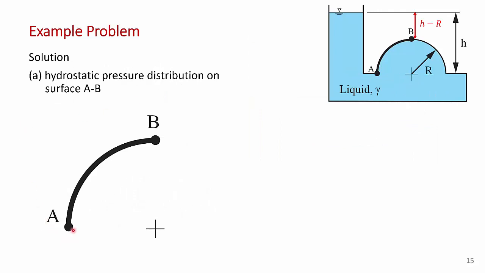Okay, so the first part is to draw the hydrostatic pressure distribution on this surface, AB. So we're going to start by drawing the pressure at A. I've put some values in here. Point A is at depth H, so the pressure is going to be gamma H. And now if you imagine the pressure at B, it's going to act normal to the surface, but it's at a depth of H minus R. It's at a shallower depth, so it needs to be a smaller arrow. So once you've got those two basic arrows in, with PB being less than PA, you can put the remainder of the pressure distribution in, being careful to put them normal to the surface.